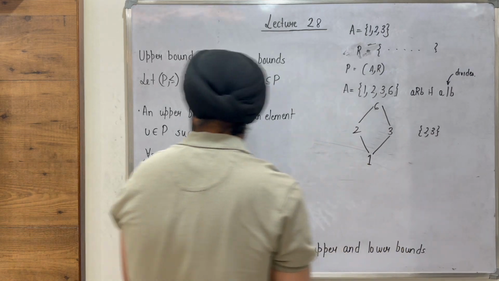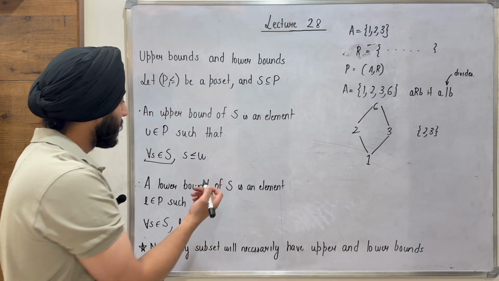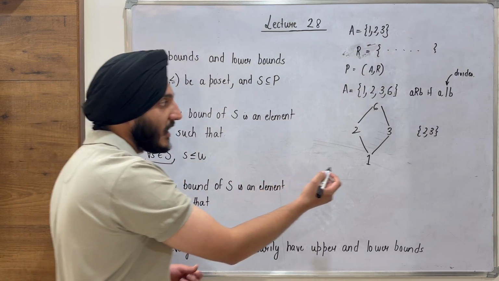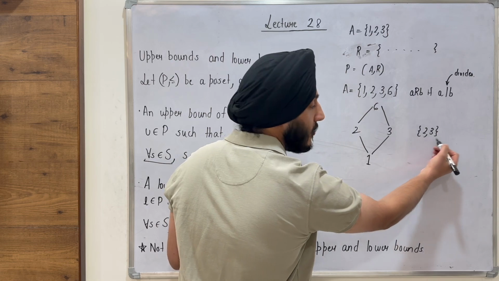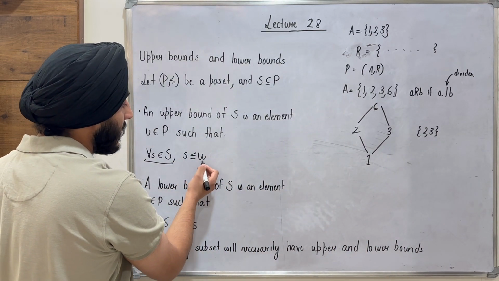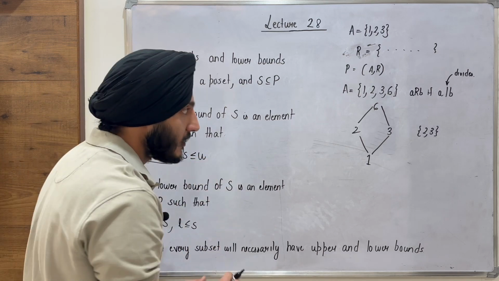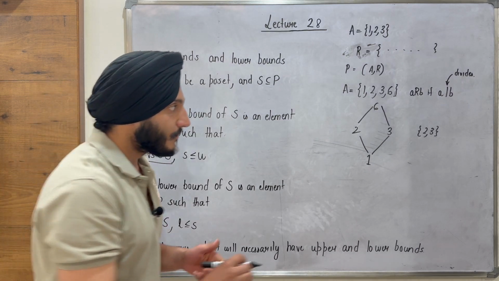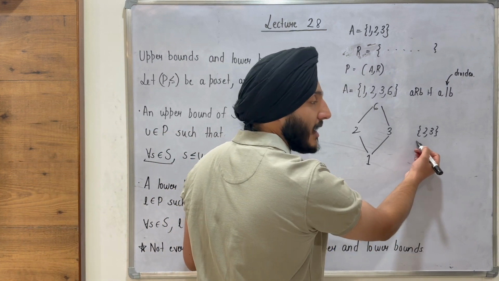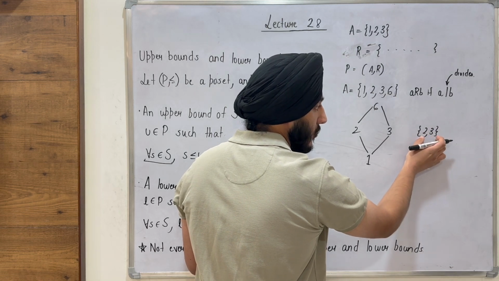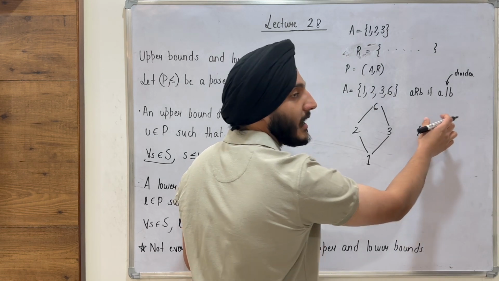So in this case, let's say I consider this subset 2, 3. Upper bound of S is an element U such that for all the values s, right? In this case, s is this set 2, 3, right? So we are saying for all the values, s is less than equal to this upper bound. So let's try to understand what we mean, right? What I'm saying is we need to find some kind of an element, right, such that all these values are less than that element, right?